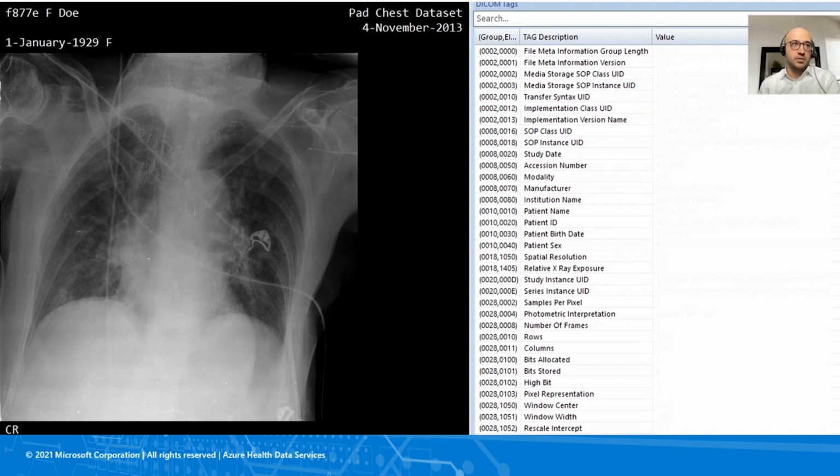The left-hand side is the imaging data, which is created during the image acquisition operation in a CT scanner or any modality you can think of, such as ultrasound, MRI, and so on. On the right-hand side, you are seeing the DICOM tags. Of course, this is not the full list of DICOM tags that are available in a DICOM object. This is just a small snapshot of the DICOM metadata that you can see in a DICOM object.